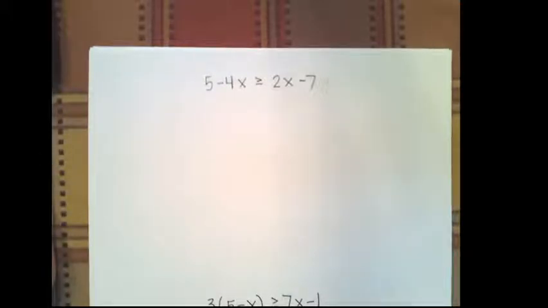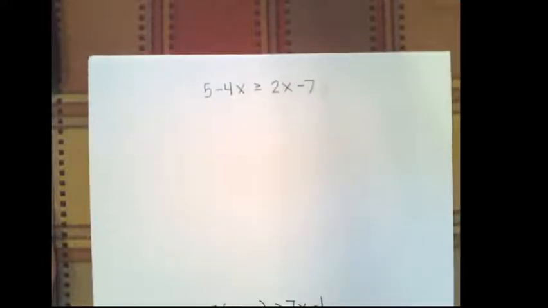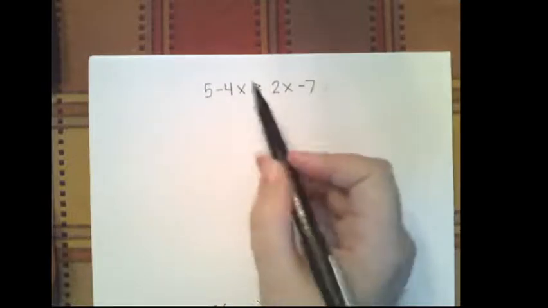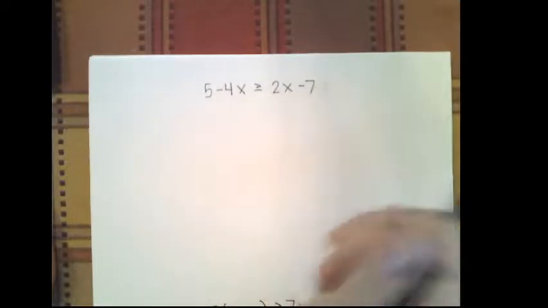Today's lesson is still dealing with inequalities. We're just going to talk about a couple of unique ones today. So let's get started with the first one I have here. 5 minus 4x is greater than or equal to 2x minus 7.